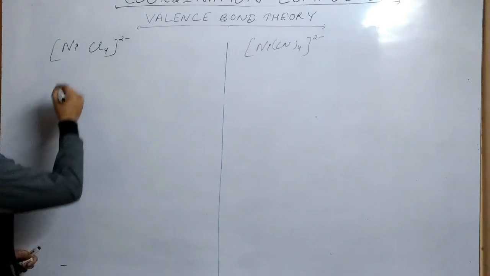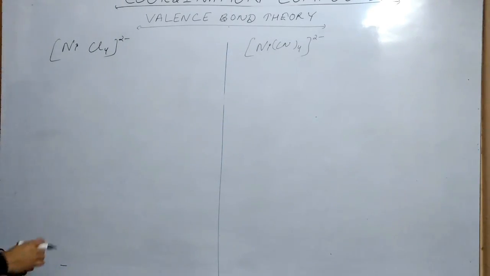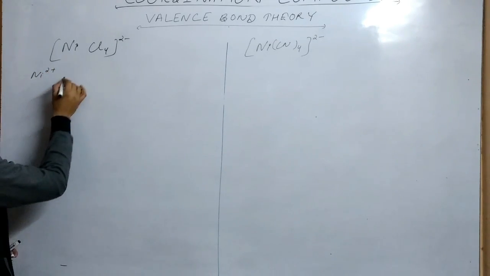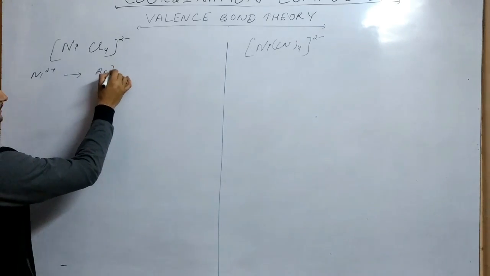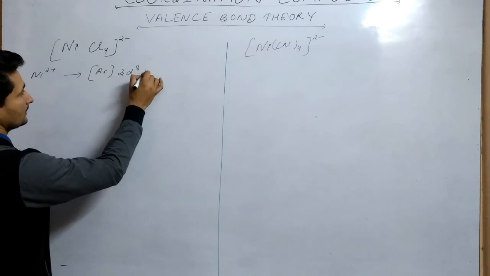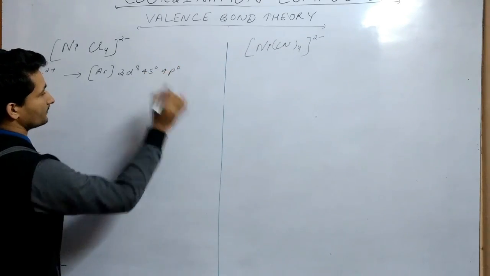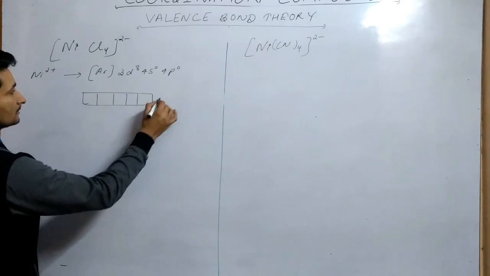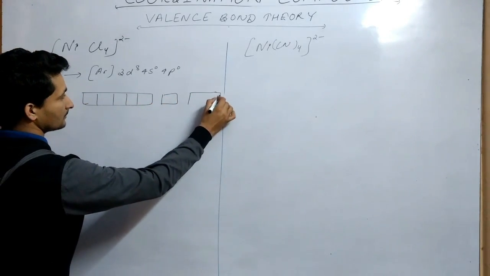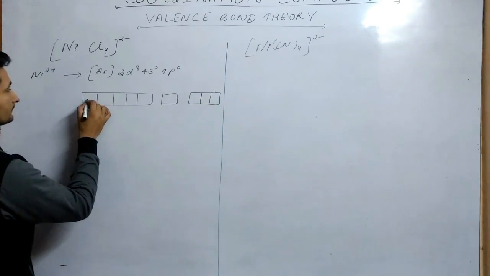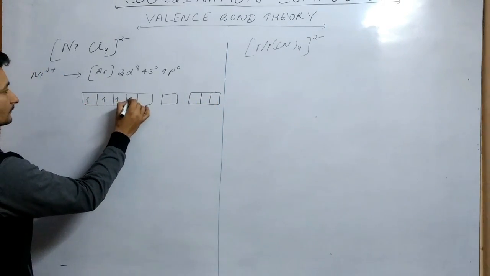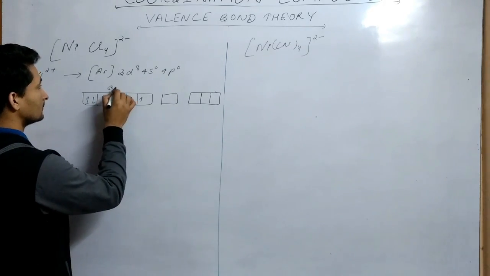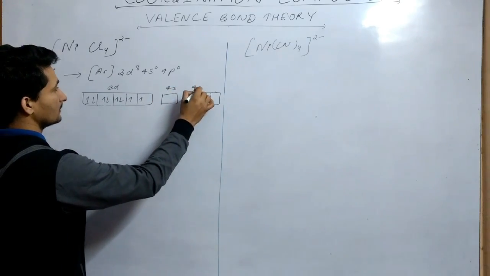So now let us see hybridization in the NiCl4 2- complex. Here you can see that nickel exists as Ni2+, and in Ni2+, its electronic configuration is argon 3d8 4s0 4p0. Fine. If I draw it in orbital form, see here, 1 2 3 4 5 6 7 8. So 3d, 4s, 4p.